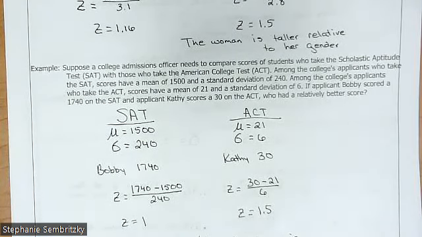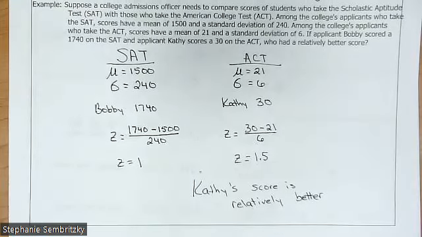So it's using z-scores. Whoops, you can see that. Z-scores are a way to compare things by putting them in the same perspective. That's it. Yay.